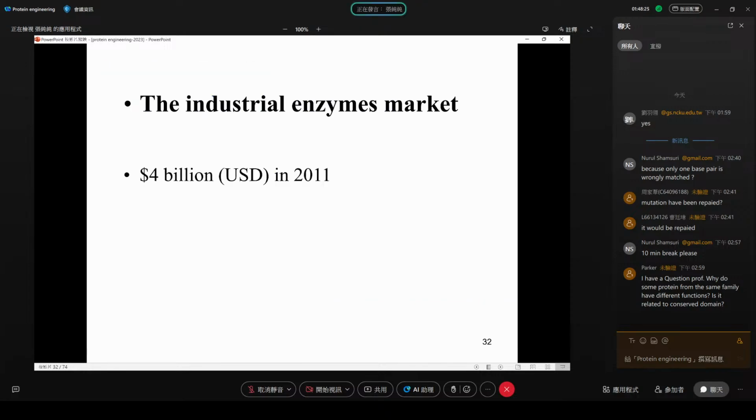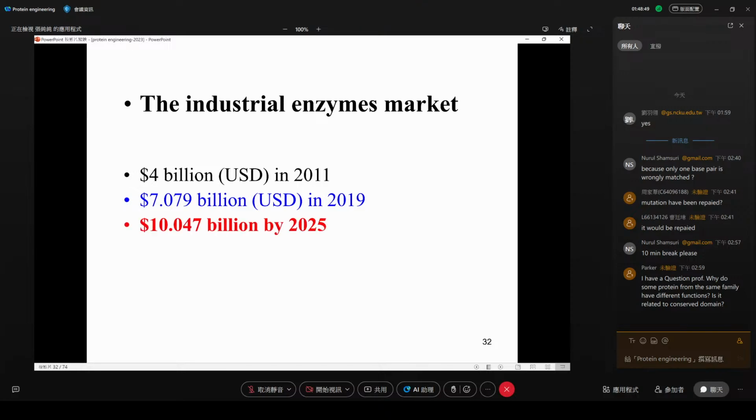Okay, let's talk about the industrial enzyme market. According to the 2011 calculation, only in the USA the market is about 4 billion, because I make the new enzyme for this. It occupies 4 billion of the market. 2019 is about 7 billion. It increased a lot, and by 2025, it will be a 10 billion market.